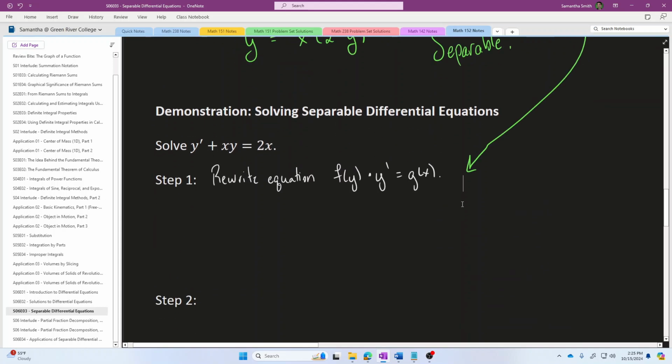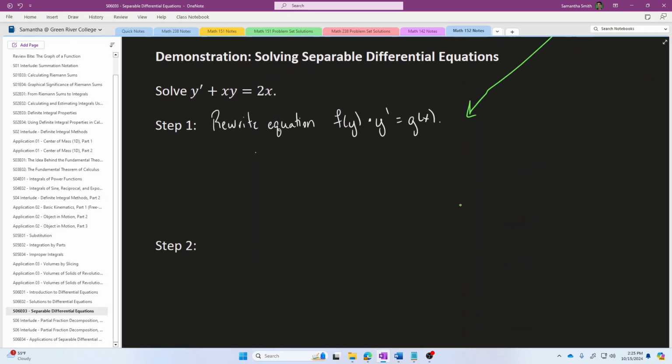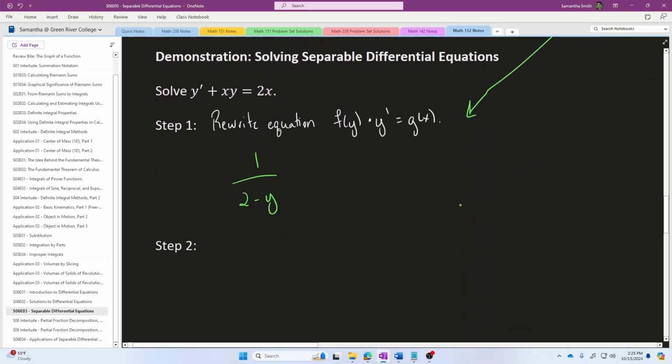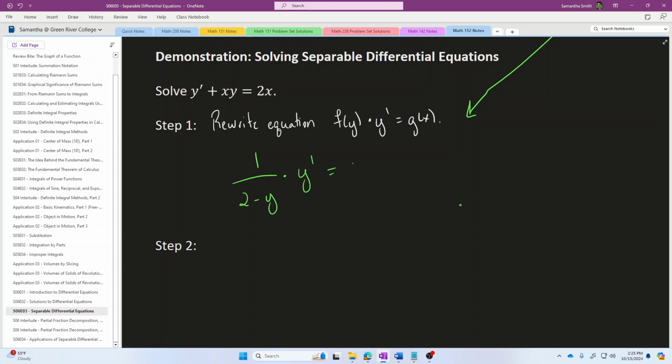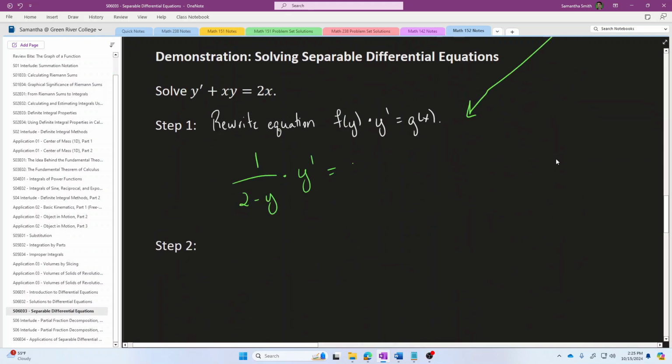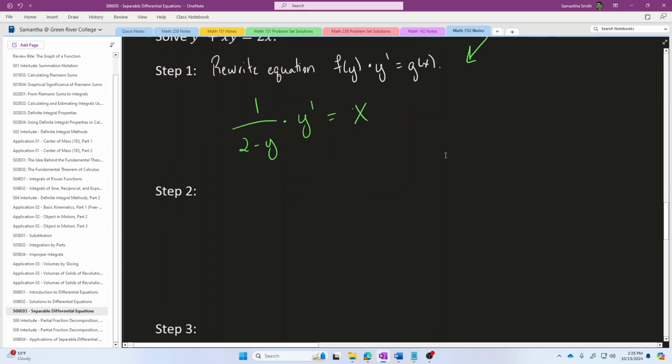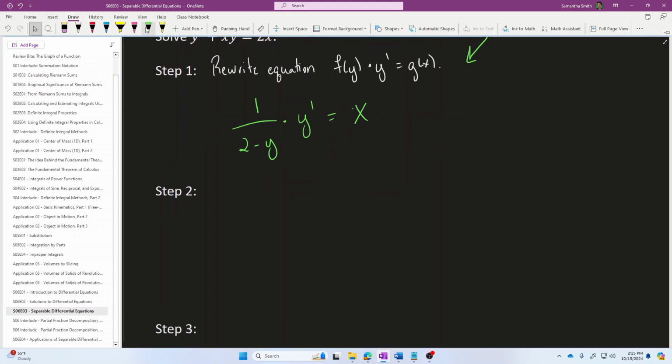In the demonstration, this would be of the format 1 over 2 minus y times y prime is equal to, what was it? I forgot. x. Okay. Now that I've rewritten this equation in the standard format for a separable differential equation, the next thing that I'm going to do is integrate both sides of this equation with respect to x.